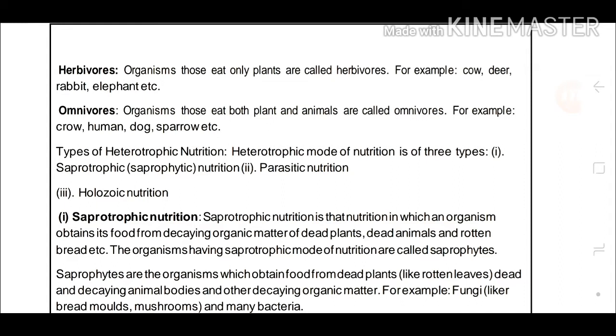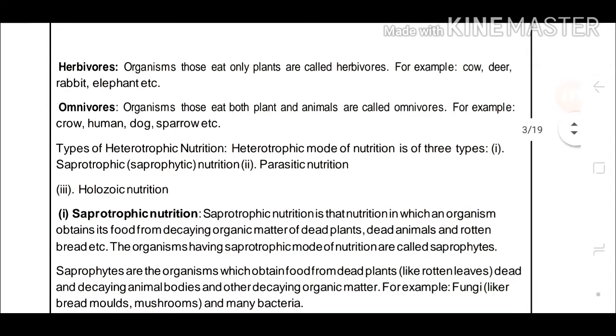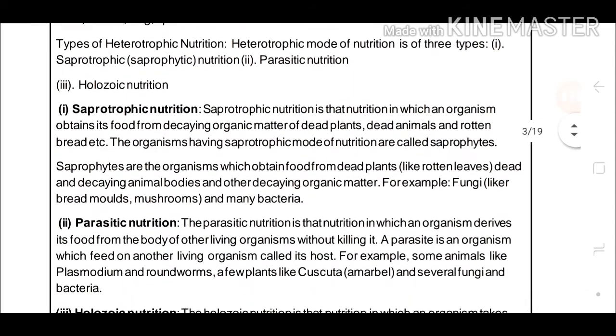Types of heterotrophic nutrition. Heterotrophic mode of nutrition is of three types. 1. Saprotrophic nutrition. 2. Parasitic nutrition. 3. Holozoic nutrition. 1. Saprotrophic nutrition.